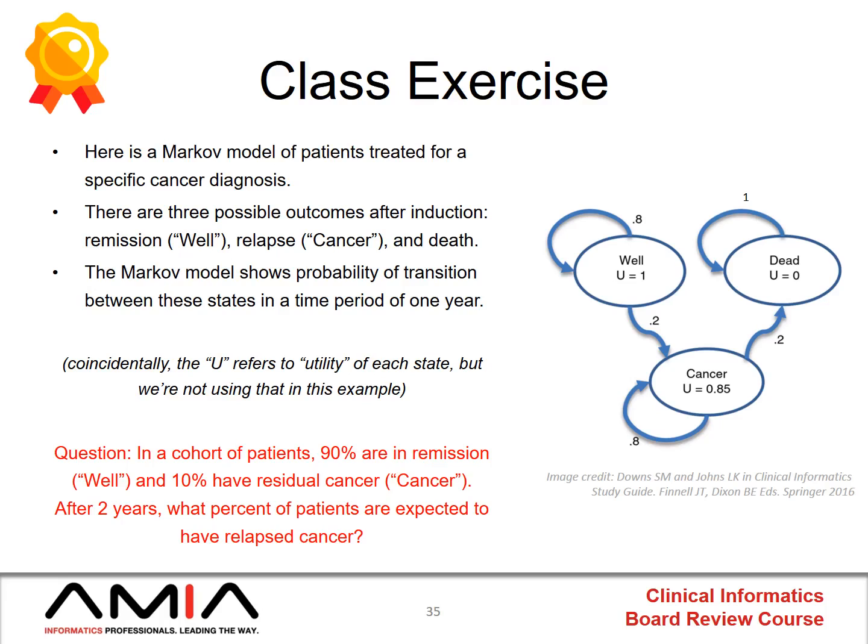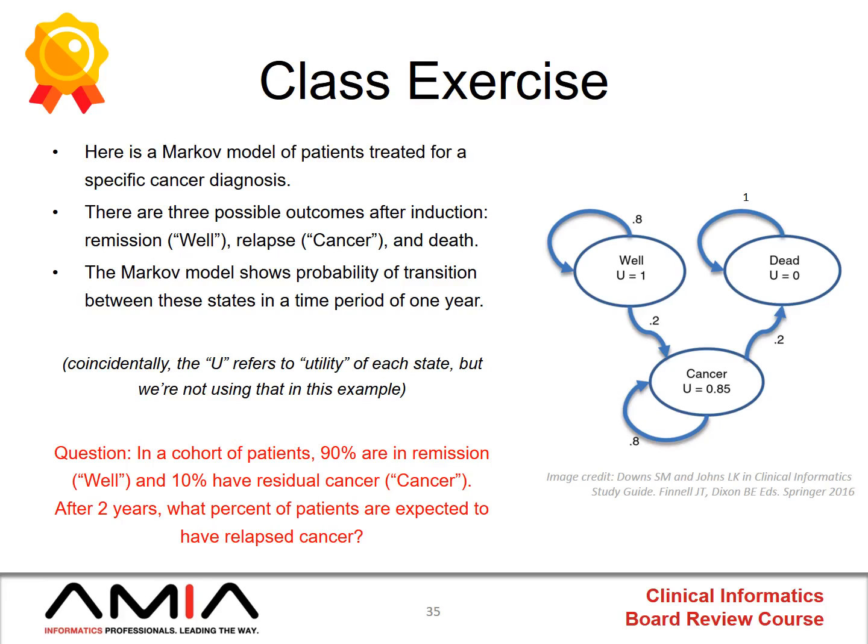Each with their respective utilities. So the utility of being well is 1, the utility of having relapse is 0.85, and the utility of death is 0. And there are these stochastic probabilities of transitioning. So if you're well, if you're in remission, there's an 80% chance you'll stay there. There's a 20% chance of relapse. Once you relapse, there's an 80% chance you will stay in that state. There's no chance you'll go back to remission again, and there's a 20% chance that you'll pass to the third state of death. And once you arrive in that third state, the absorbing node, you won't go anywhere else. There's a 100% chance of re-entry back into that state.